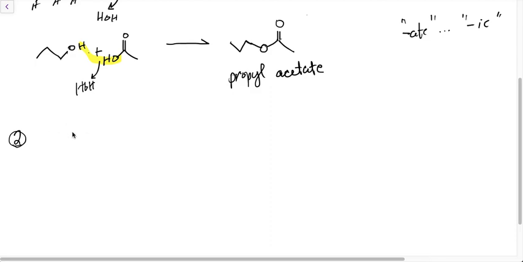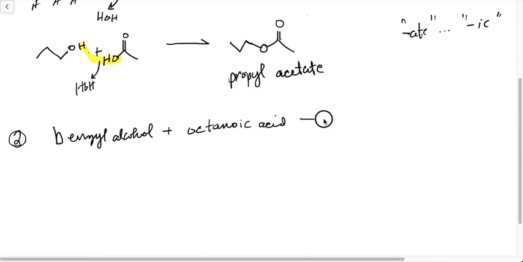The second one. Let's do something a little bit different. Let's try some benzyl alcohol, and let's go with, I don't know, something a little weird. So how about octanoic acid? Just so we have some more carbons. All right, so let's figure out what we would have over here.